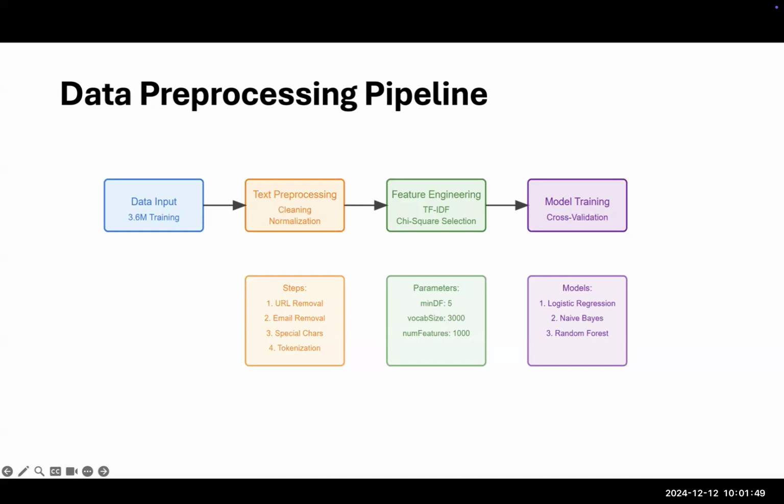Next, we moved to feature engineering, where we implemented TF-IDF vectorization with carefully tuned parameters: a minimum document frequency of 5 to filter out rare terms, and a vocabulary size of 3000 to manage computational complexity. We then used chi-square selection to identify the 1000 most significant features, dramatically reducing our feature space while maintaining predictive power.